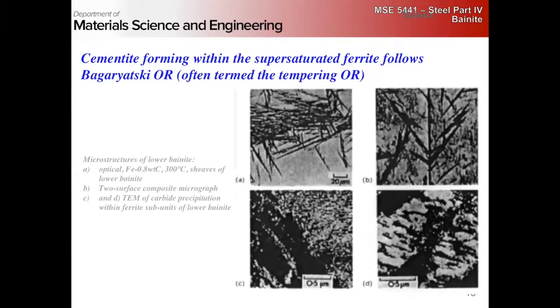These are optical micrographs, and this is 20 microns. So this is a bunch of lower bainite subunits, these are sheaves. Then down here is a TEM micrograph. This scale bar is 500 nanometers, where we're looking within one lower bainite ferrite subunit, and these are the very fine carbides. Most likely cementite, but you can have other carbides that form in there.